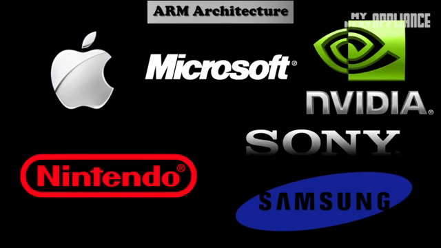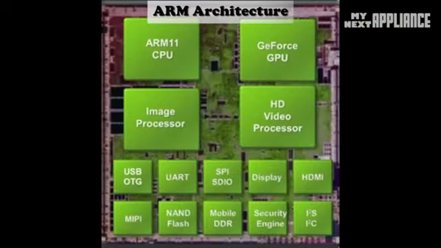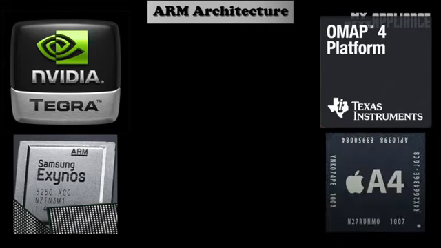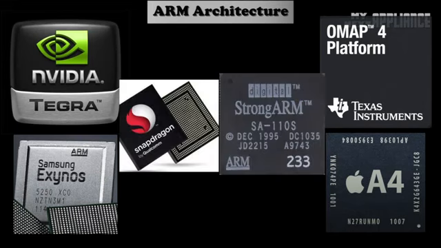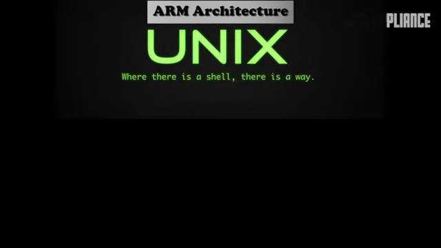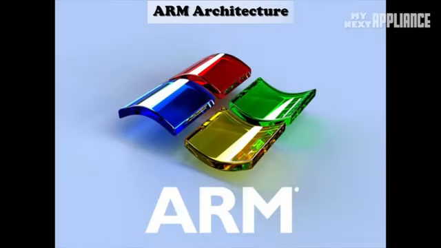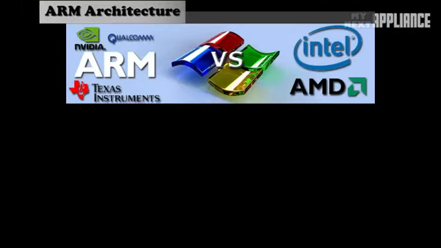Lately, tech companies have been building systems on a chip that integrate all the parts of a computer onto a single piece of silicon, like NVIDIA's Tegra, Texas Instruments OMAP, Samsung's Exynos, and Apple's A-series. Other companies have an architectural license to design their own CPU cores, like Qualcomm's Snapdragon and DEC's StrongARM. On the software side, ARM is supported by Unix-like operating systems like iOS, Android, and Linux. Last year, even Microsoft, the king of x86 for 30 years, announced support for ARM in Windows 8.